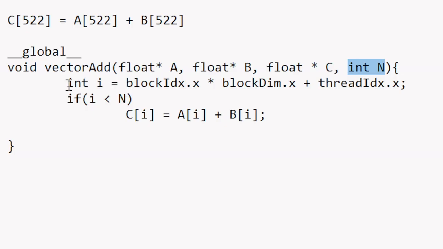Now this is the global index calculation. Each thread computes its unique index. For example, thread 0 will have the value of i equals 0. So thread 0 will actually work on element 0, the first element of these arrays. Thread 1 will get i equals 1. So the second thread will work on the second element of these arrays, and so on.